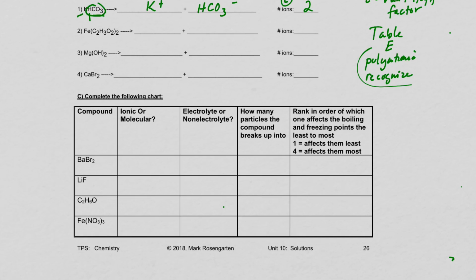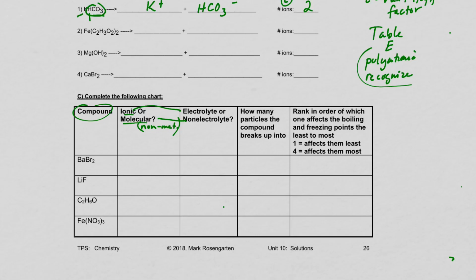In part C, you've got these compounds listed here. You have to decide if they're ionic or molecular. Remembering ionic, you're looking for a metal and a nonmetal. For molecular, you're looking for all nonmetals. If it is molecular, it's a non-electrolyte. If it's ionic, it's an electrolyte. It's that simple and straightforward.